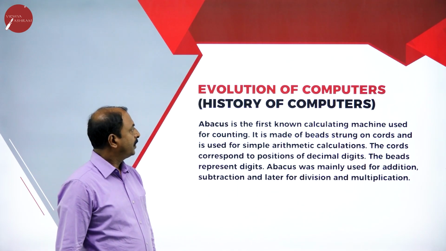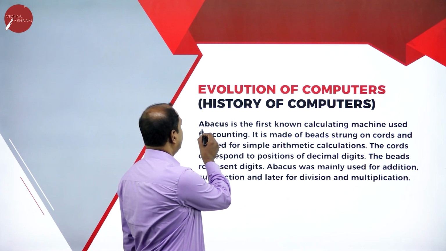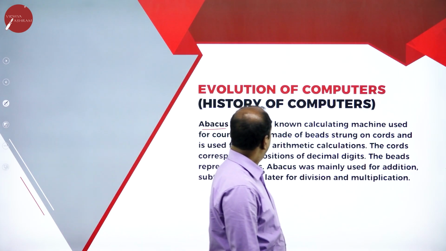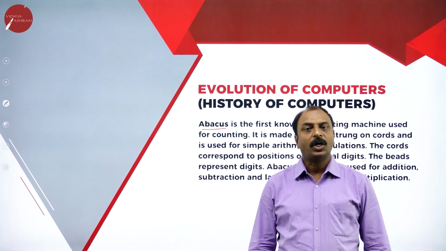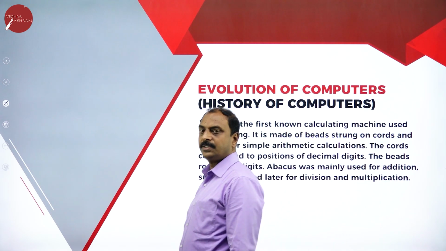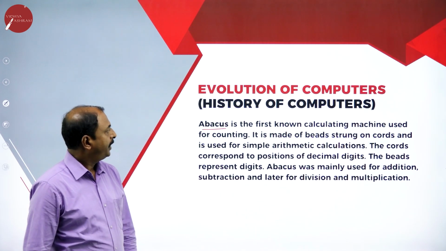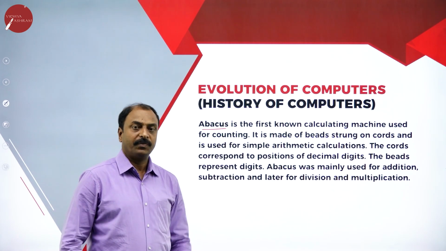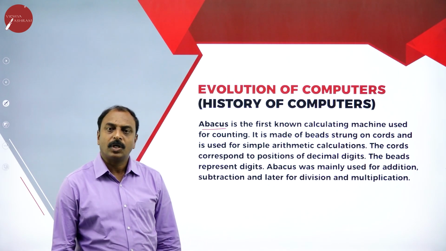Now here, the first device is the abacus. Abacus is the first counting device. It was developed by the Babylonians. So this is the first counting device. Now what made them to count like this?